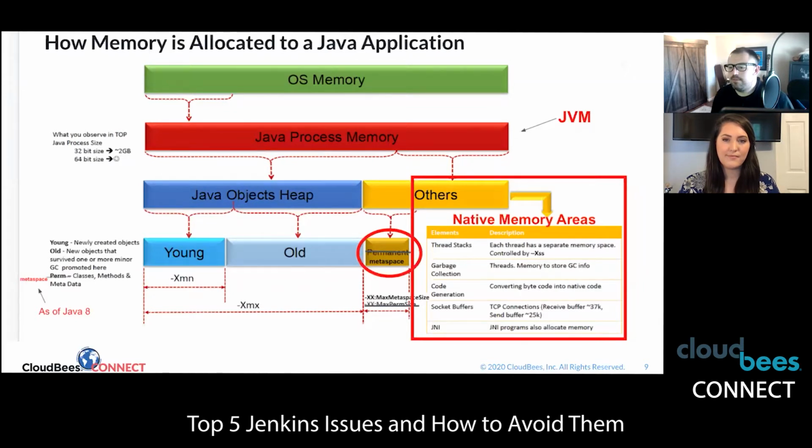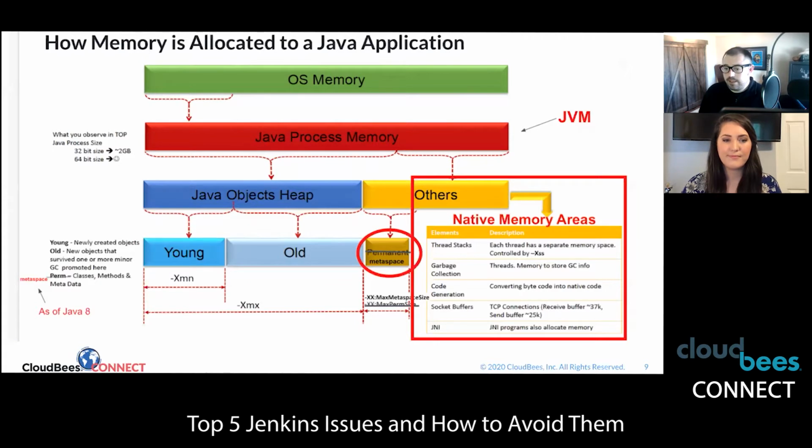Some of you might be familiar with the concept of permgen space in Java 7. And in Java 8, it's now referred to as metaspace. Metaspace is memory the JVM uses to store class metadata. It's important to understand that metaspace is unbounded by default. So if a class leak is present, you can have an out-of-memory event.